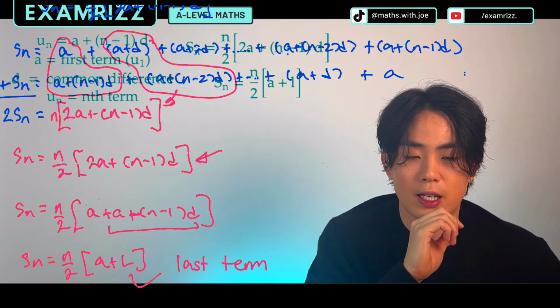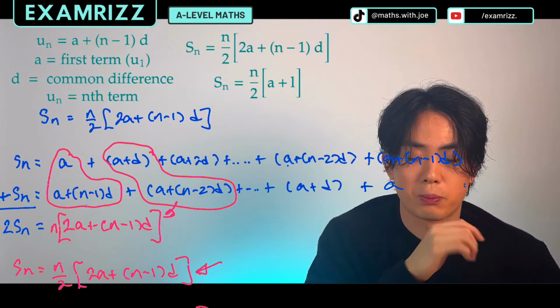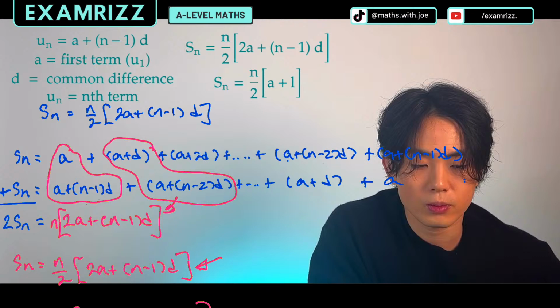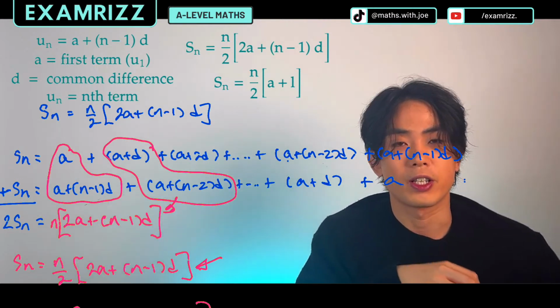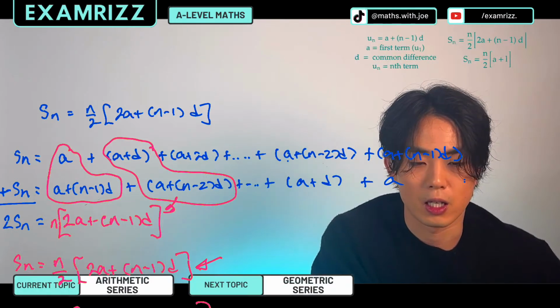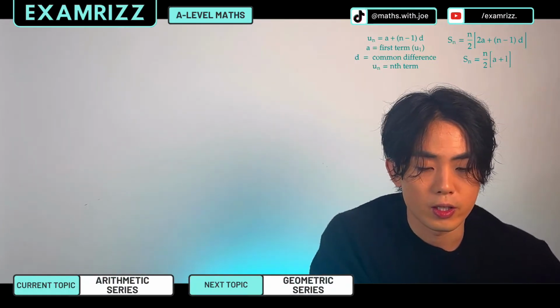So make sure you understand what we just did, how we went about proving it, and just practice it yourself, try to memorize it yourself. So basically, that's all the theory you need to know about the arithmetic sequence and the series. So let's go ahead and try some examples.